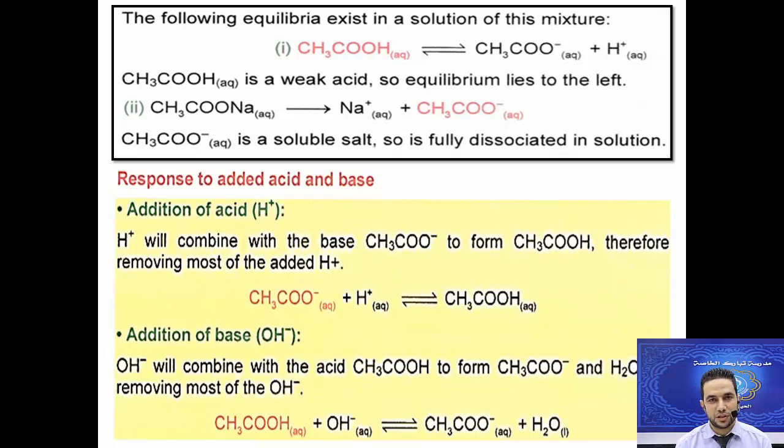But when we add OH negative, what will happen? The acid, which is ethanoic acid, will react with OH negative, giving CH3COO negative plus H2O. So it removes most of the OH added, so it resists the change in pH value.